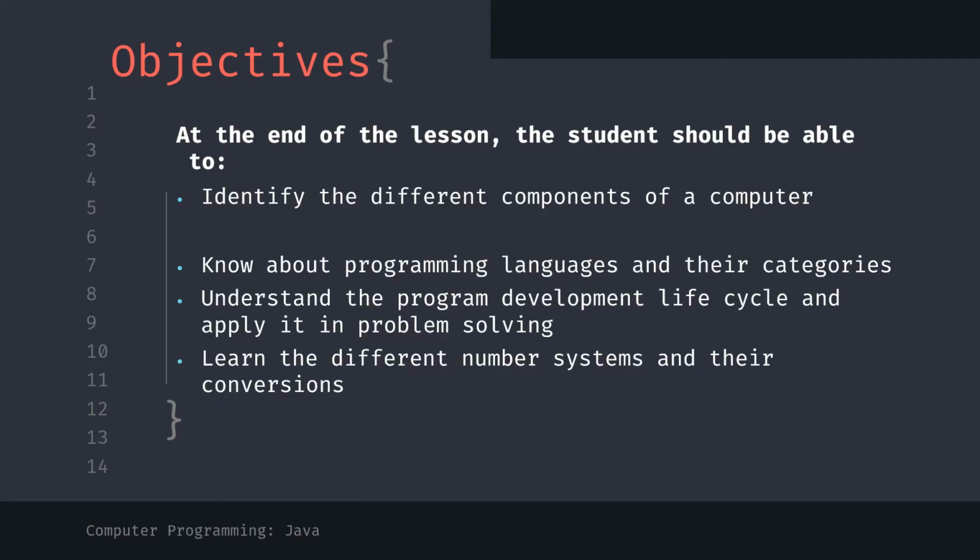In this section, we will be discussing the basic components of a computer, both hardware and software. We will also be giving a brief overview of programming languages and the program development life cycle. Finally, different number systems and conversions from one type to another will be discussed.